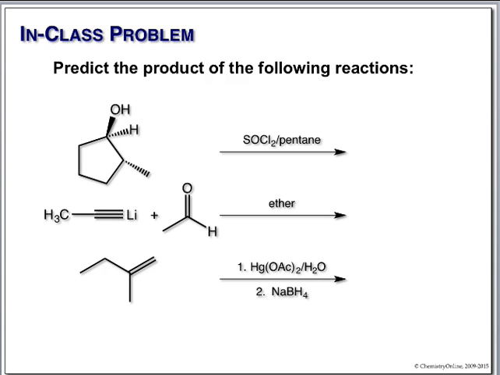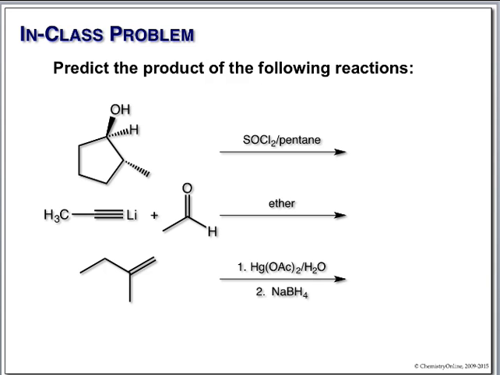Now, when I did this last night, I misread this. I thought this said pyridine. I don't know why, but it doesn't. It says pentane. Therefore, the correct product, we will simply replace the OH group with a chlorine. The stereochemistry will remain exactly the same.